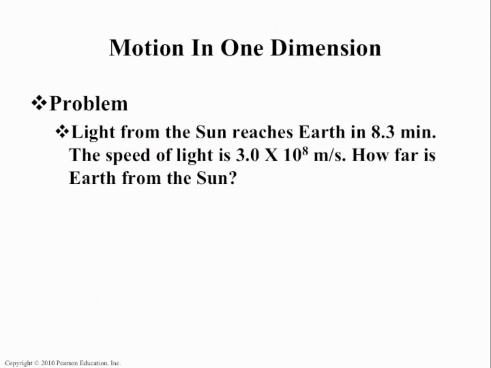Let's talk about motion in one dimension by doing a sample problem. Light from the sun reaches Earth in 8.3 minutes. The speed of light is 3.0 times 10 to the 8th meters per second. How far is Earth from the sun? Pause the video, do this on your own, and resume when you have your answer.